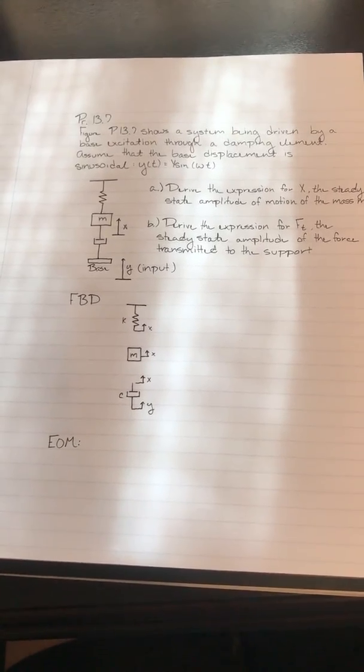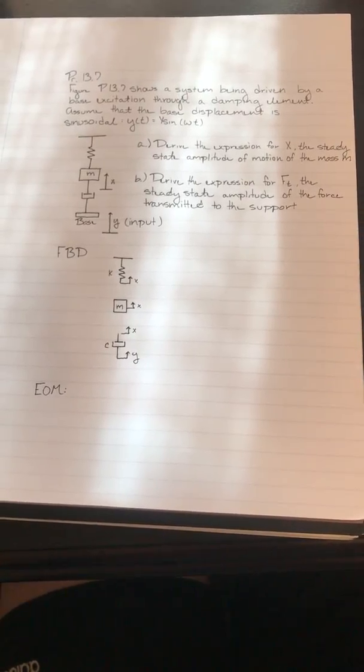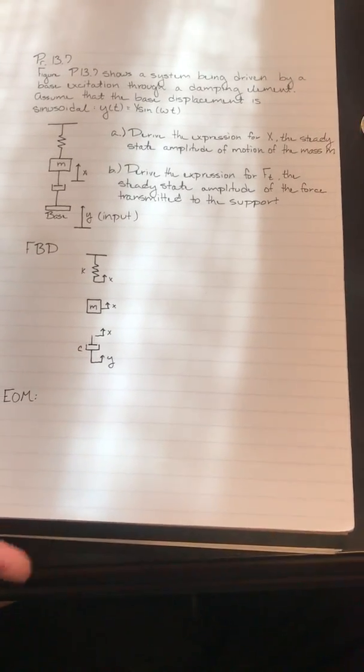This is Stephen Jordan here, doing problem 13.7 for ME 3260. Problem 13.7 asks us to show a system being driven by base excitation through a damping element. Assume the base displacement is sinusoidal with y of t equal to Y sine omega t. Derive the expression for X, the steady state amplitude of motion of the mass m. And for part B, derive the expression for F of t, the steady state amplitude of the force transmitted to the support. The first step is to complete the free body diagram.